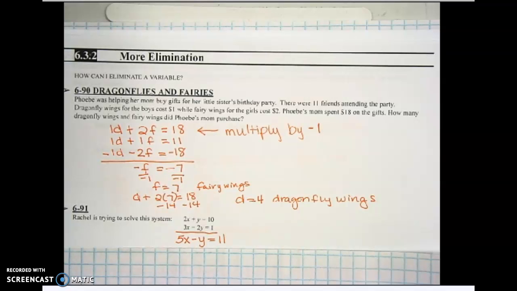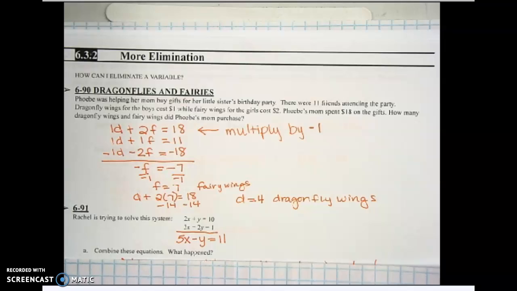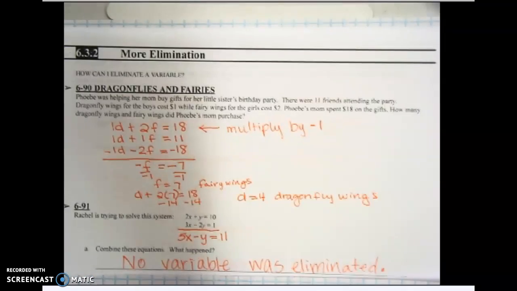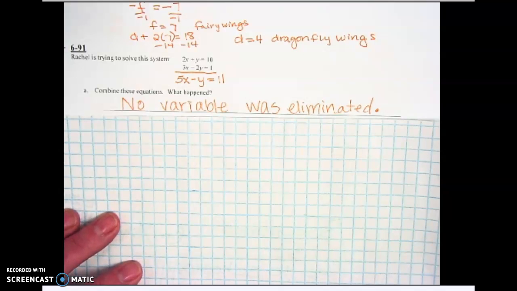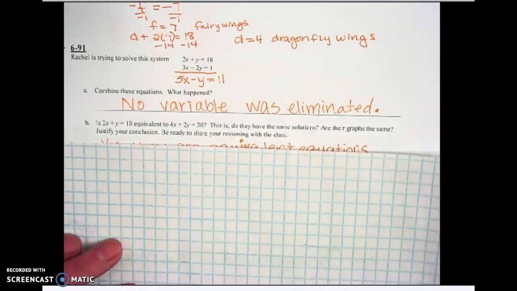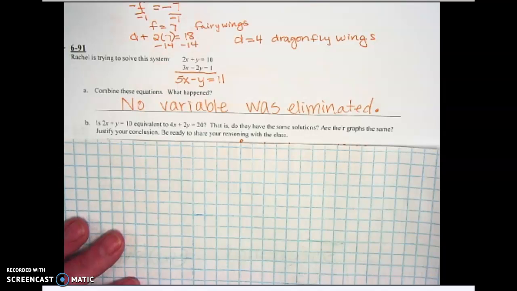Is that what we wanted to happen? No, what did we want to happen? The whole name of the process is called elimination. Did anything eliminate? Nope. Okay, so combine these equations. What happened? We're going to say no variable was eliminated. Problem, right? So that's what happens when you don't multiply one or both of your equations by something.